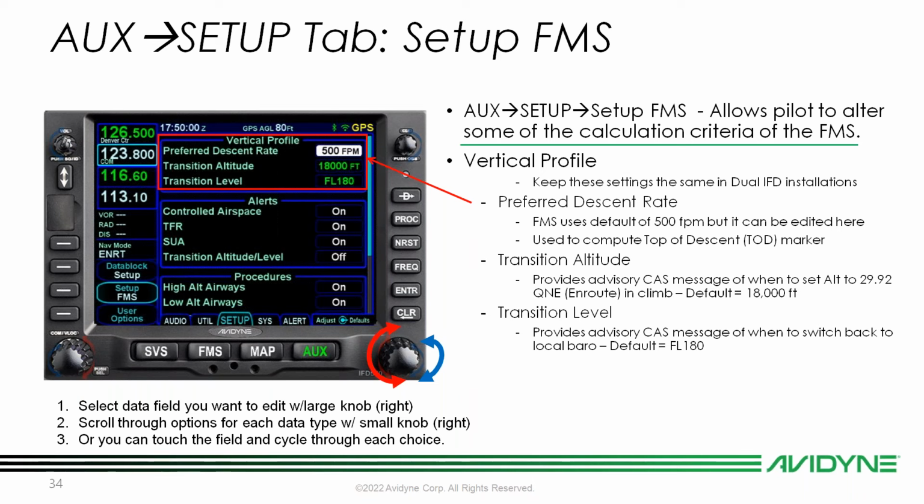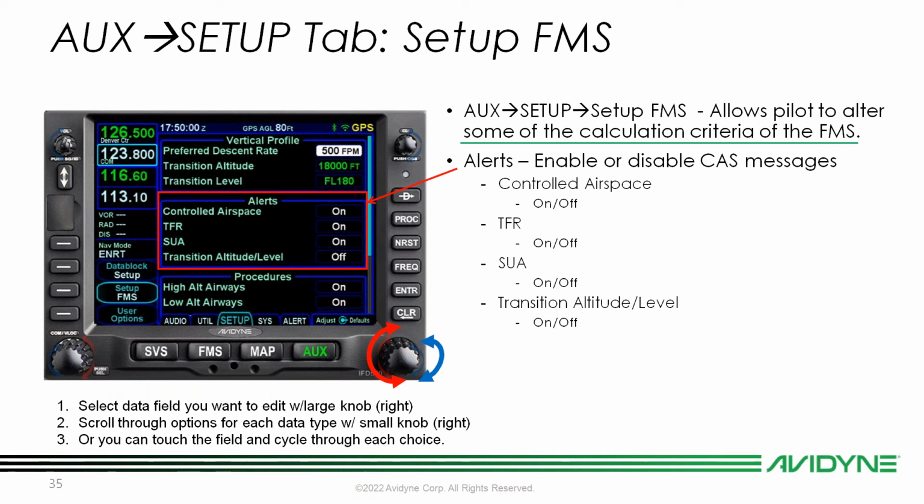Our transition altitude is going to give us a cast message of when to set your altimeter to 2992 or QNE en route in your climb. The default is 18,000 feet. Should we have a need to change that, we can, and once you set your transition altitude and the IFD realizes that you're at it, it'll tell you to switch back to 2992. Your transition level gives you a cast message of when to switch back to the local baro. And of course, the default is flight level 180.